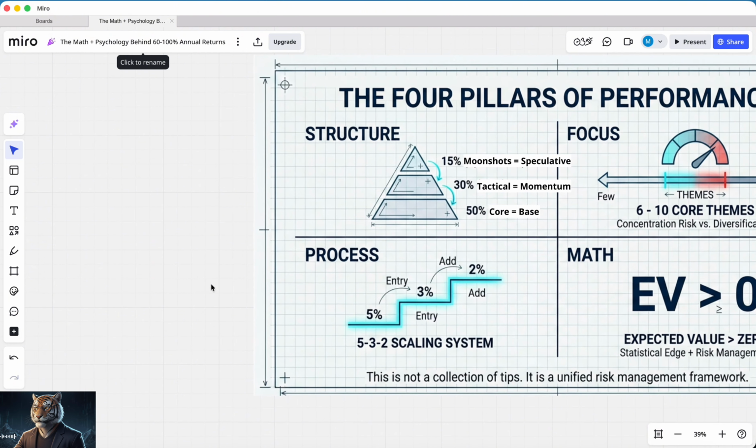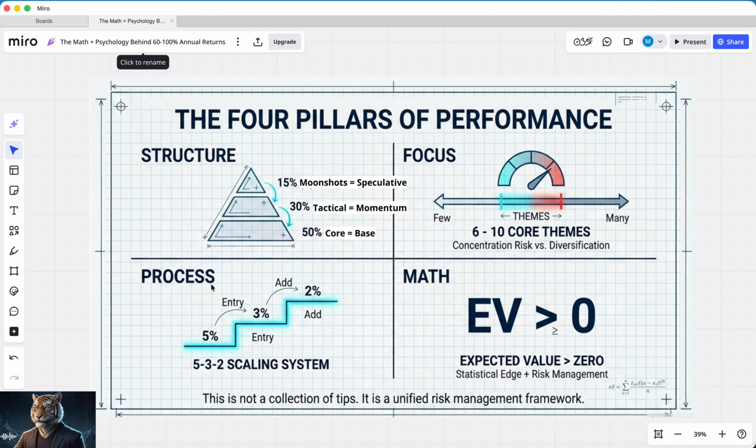The way we look at it is as follows. We look at the structure and how the portfolio is constructed. We look at concentration and focus. Again, we actually believe that concentrated positions give better returns, and the sweet spot that we found is 6 to 10 positions. We're going to explain it in more detail in a bit.